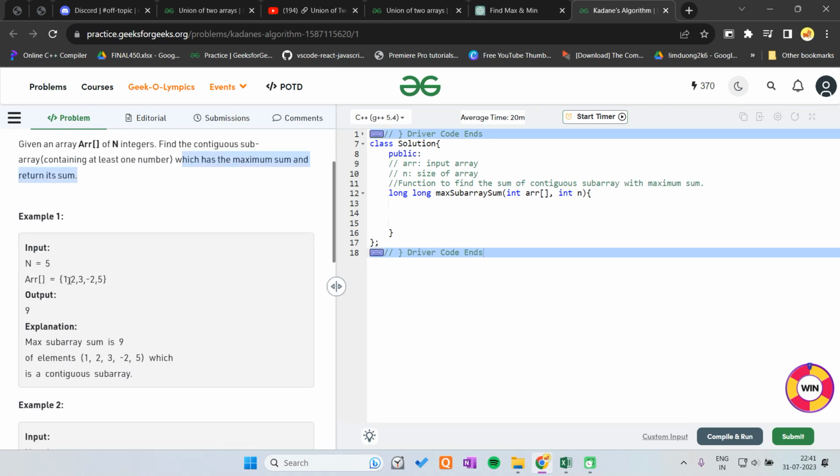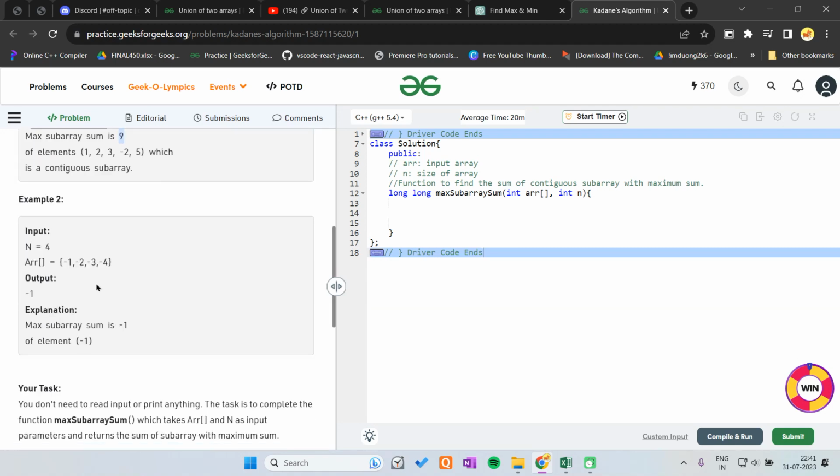So what is a continuous subarray? If this is the example, 1 2 3 minus 2 5, the continuous subarrays of this array are 1, 1 2, 1 2 3, 1 2 3 minus 2, and 1 2 3 minus 2 5. These are the continuous subarrays, and now we find the sums. The sums are 1, 3, 6, 4 and 9. So what is the maximum sum? It is 9.